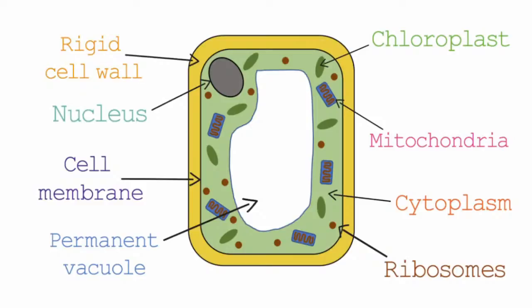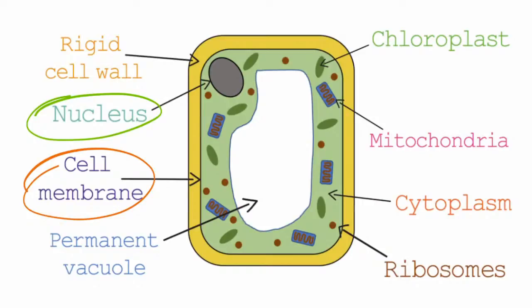So you can see that it's got everything that our human cell has. So it's got our nucleus there. So that's where all of the genetic material is kept. We've also got our cell membrane here. So that's this line. I'll just go around the outside. So that's this line there. Cell membrane controls what goes into and out of the cell.